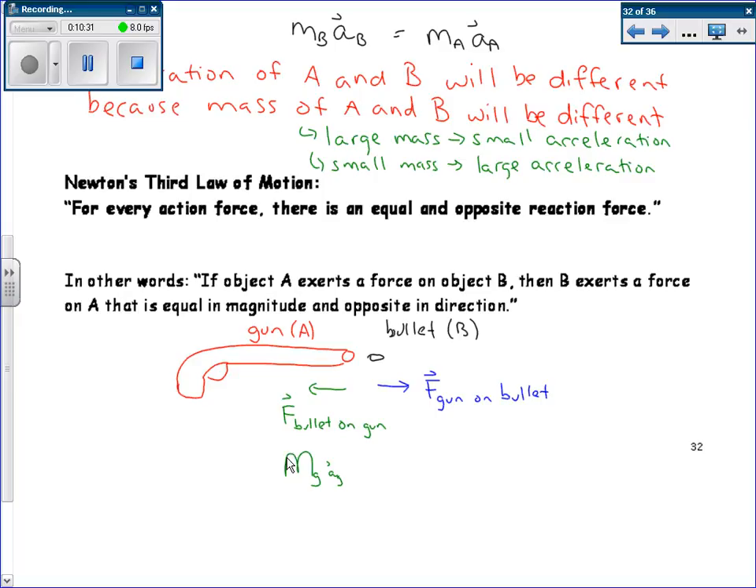But the mass of the bullet is pretty small, which makes the acceleration of the bullet pretty big. So the forces are the same, but the acceleration is different because it's a difference in masses. And that's why the bullet goes quite a ways forward, and the gun will kick back a little bit. There is some kickback because there is a recoil force there. It's just not going to knock them flat.